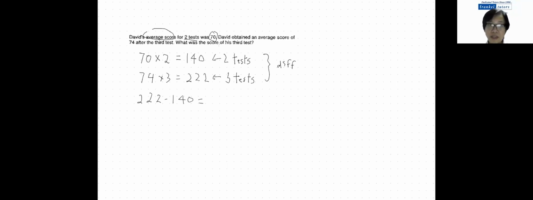Okay, so David actually scored better for his 3rd test. Or actually, we can't really tell, because for his first 2 tests, he might score very well for one and actually fail the other paper. But from here, once we understand how average interacts with total, we are actually able to solve an average question.